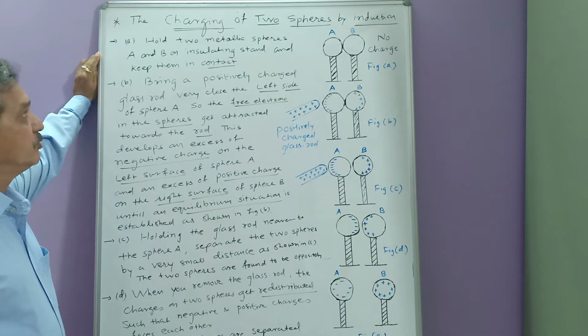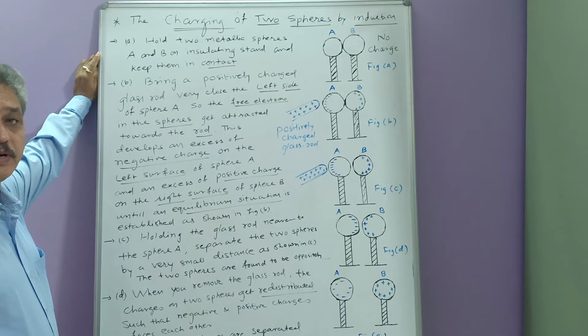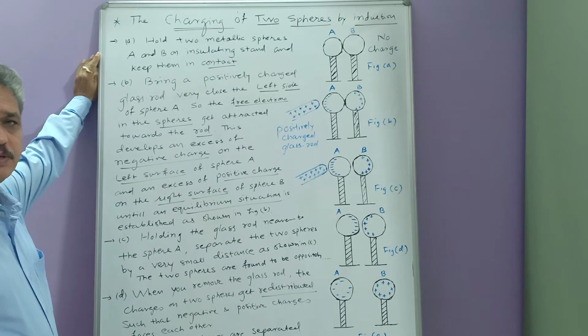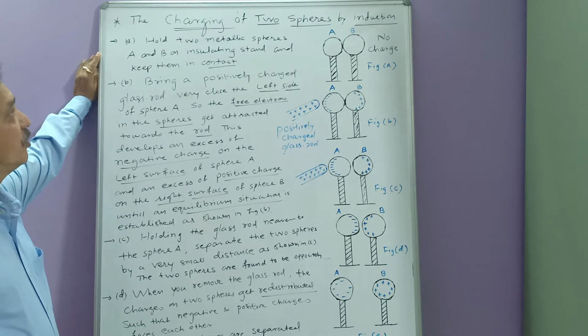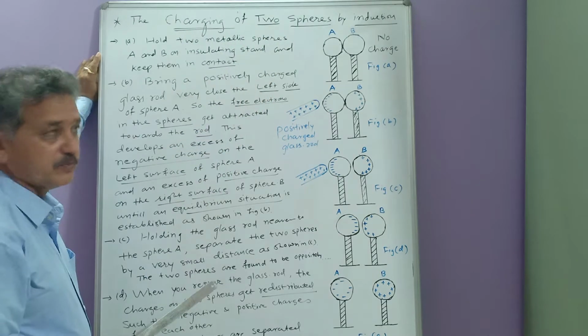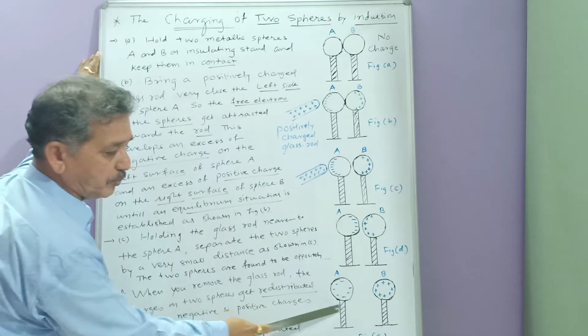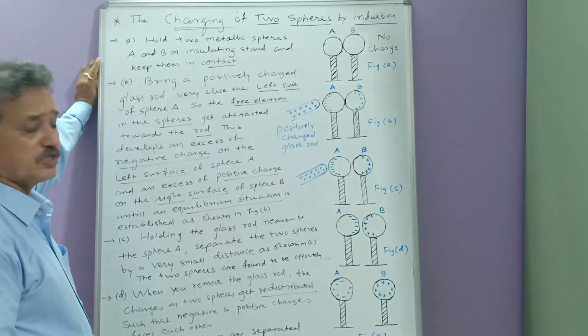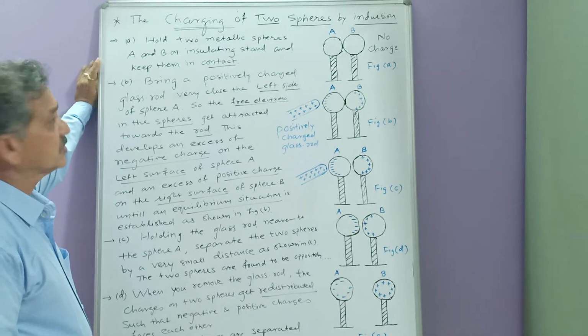So last time we have seen the charging of a metallic sphere by induction. At that time there was a single sphere and it had been made positively charged. Now we are discussing the charging of two metallic spheres by induction. Both the spheres should be oppositely charged. One should be positively charged, another should be negatively charged. How is it possible? So let us see this method.